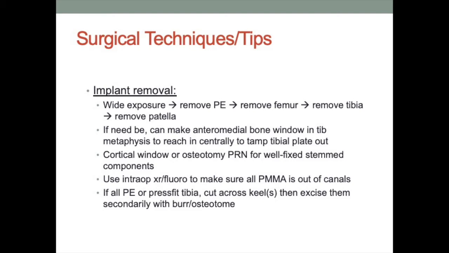If all polyethylene component is what's in, or a press-fit tibia, you want to cut across the keel and then excise them secondarily with a burr, an osteotome, a drill, whatever you need to. But basically, you take out your saw and you cut right underneath the implant surface and cut across that keel.